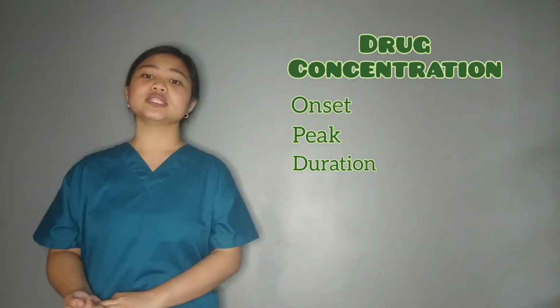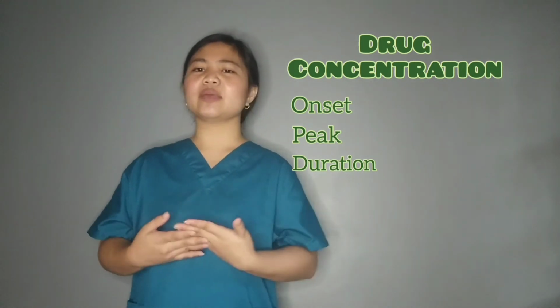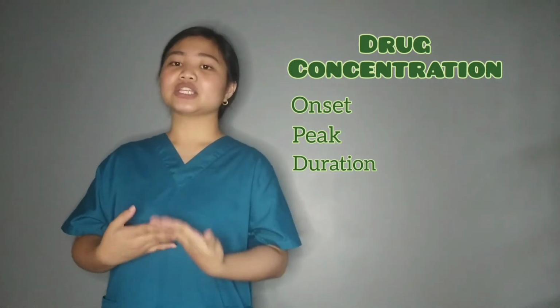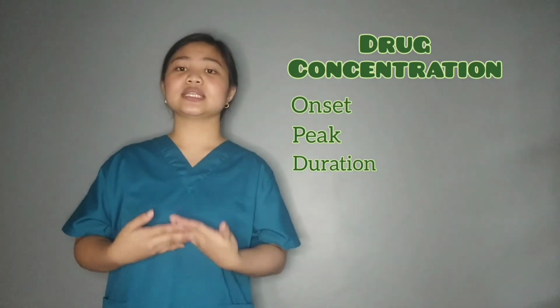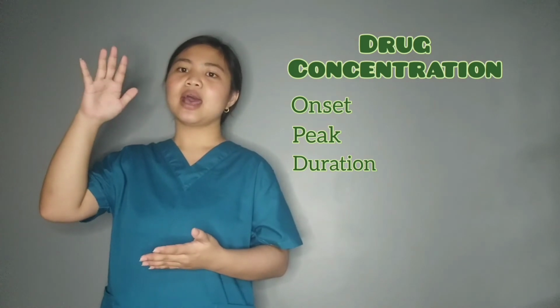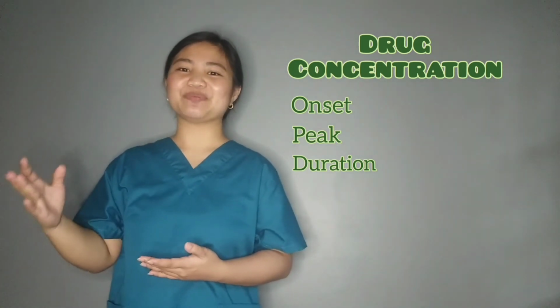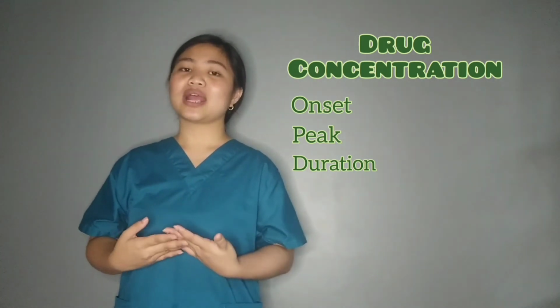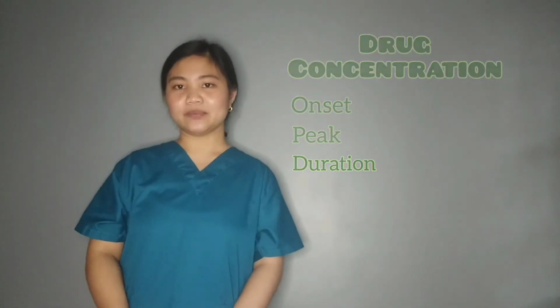Let's start with the onset of action. It is the time it takes to reach the MEC. Peak of action is when the drug reaches its highest plasma concentration. Duration of action is the length of time the drug has an effect in our body.